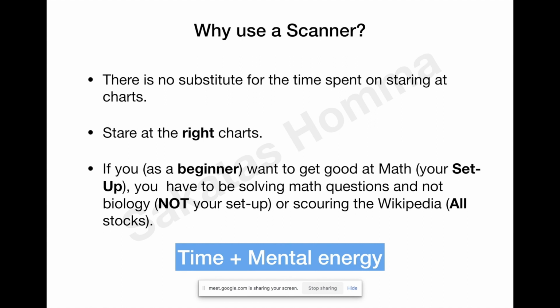Okay, but that being said, you can't look at all the charts. You have to look at charts from the viewpoint that you want to see specific things. So you want to stare at the right charts. Like for example, if you are a beginner, a student, let's say you want to get good at mathematics, and let's say mathematics is your setup. So now you have to be solving mathematics questions and not biology or geography, or scouring Wikipedia for all kinds of knowledge. You want to be good at math. You want to do math problems, right? And so basically, we have a finite amount of time, a finite amount of mental energy, and I believe scanners direct your time and energy to where you want to be.